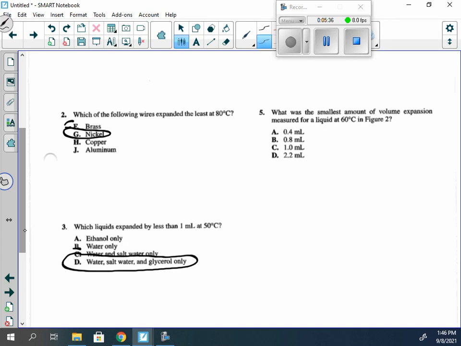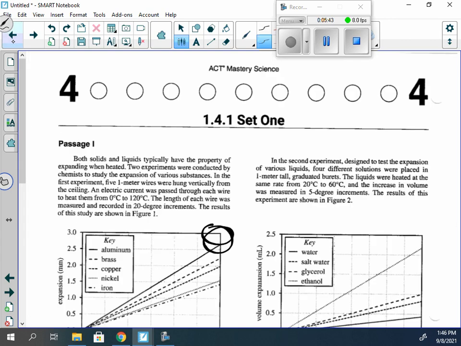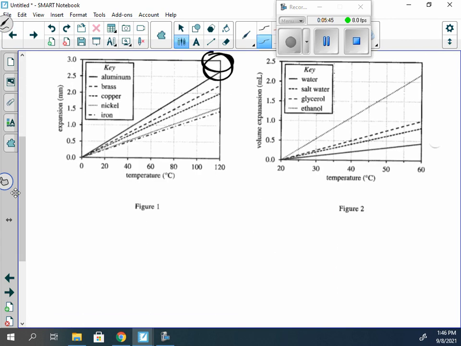Last one, what is the smallest amount of volume expansion measured for a liquid at 60 degrees Celsius? So it'd be water, and it's close to 0.5. Yes?